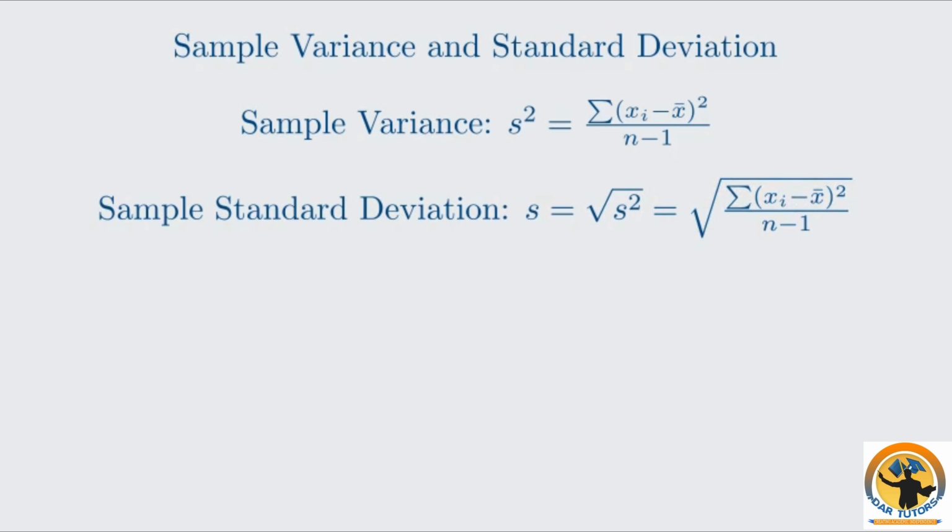This is to make the sample variance an unbiased estimator of the population variance. If we used n, our sample variance would on average be a little bit too small. Dividing by n minus 1 corrects for this.